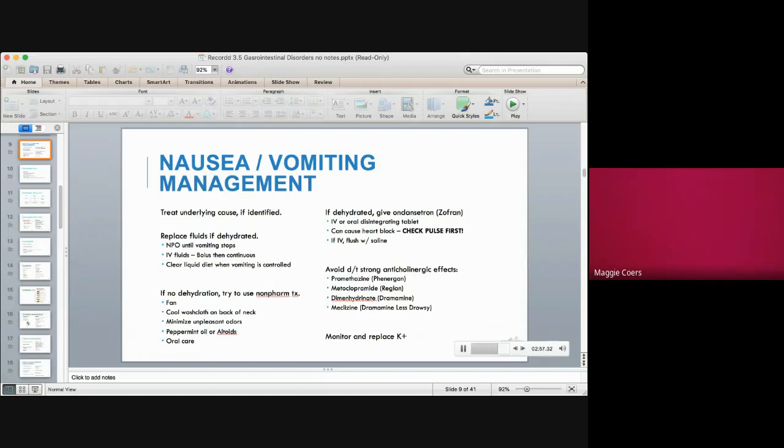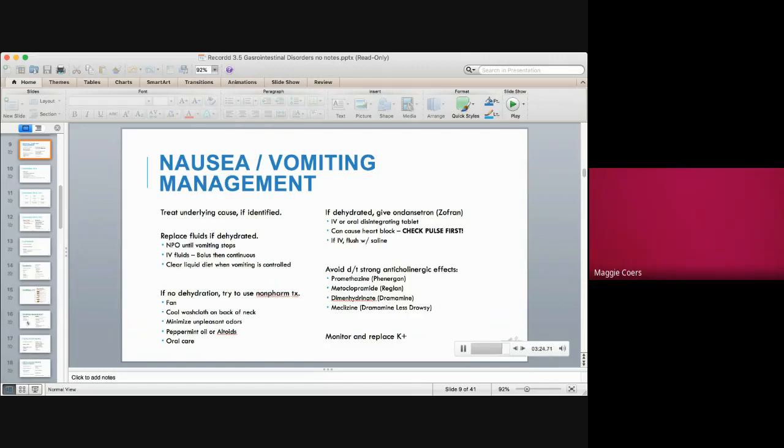We don't need to give IV fluids. We just keep them comfortable. And then we can provide a fan. We can put a cool washcloth on the back of the neck, minimize unpleasant odors, the things that are listed here on your slide. An interesting thing is peppermint. Peppermint is a natural thing that can really help with vomiting and help ease the stomach. Okay, so that's if there's no dehydration.